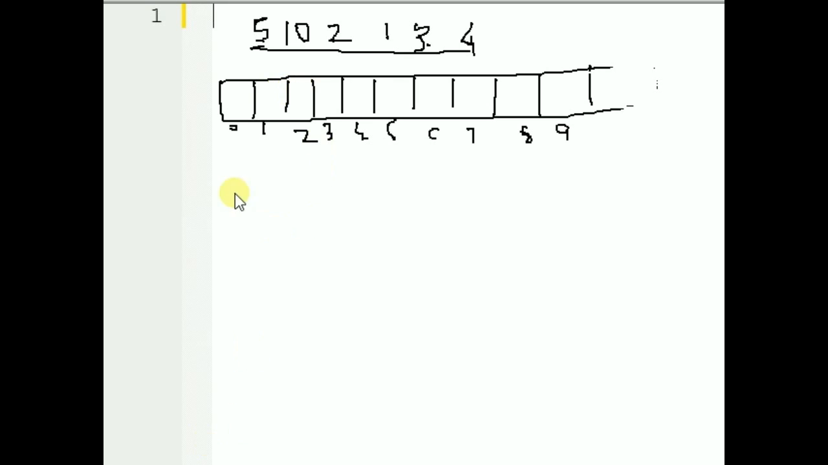So 5 occurs 1, so it's 1 here. 10 means the least significant digit is 0, so 1 here. And 2 occurs 1, 1 occurs 1, 3 occurs 1, 4 occurs 1. So these digits occur only once, and suppose there is another digit 4, then 4 would occur twice. Another digit, say 2, and 2 would occur twice here.